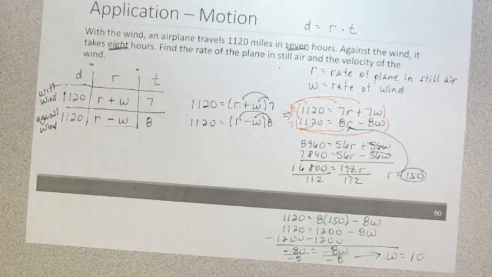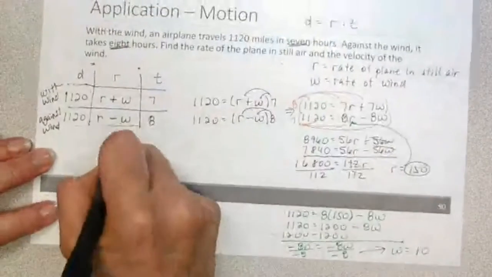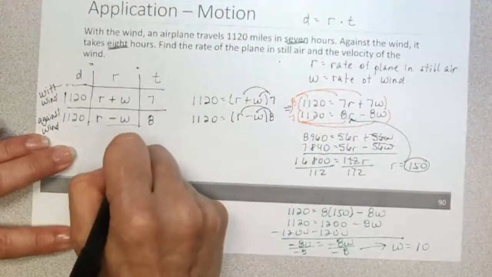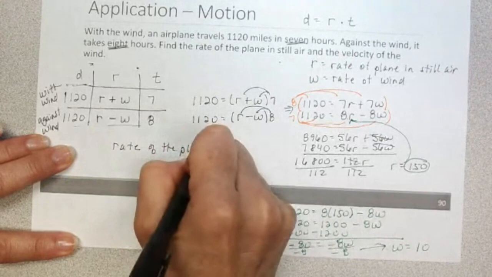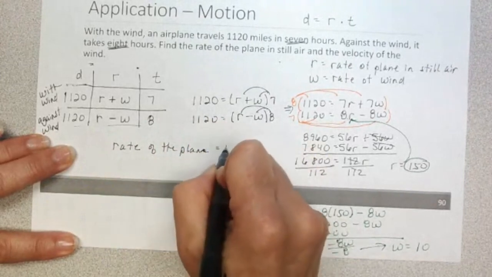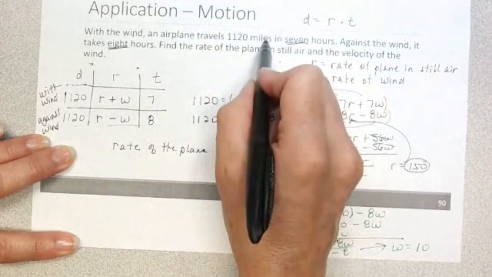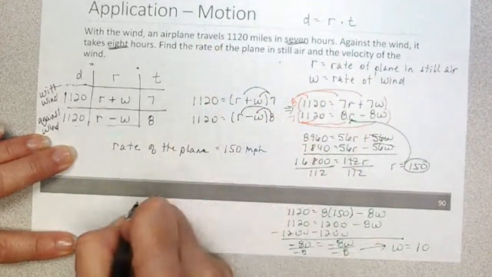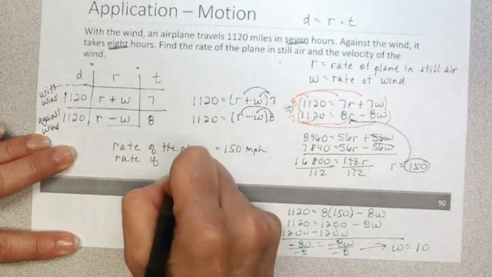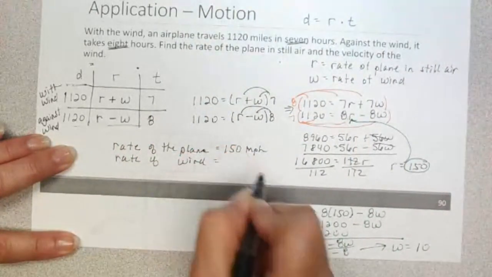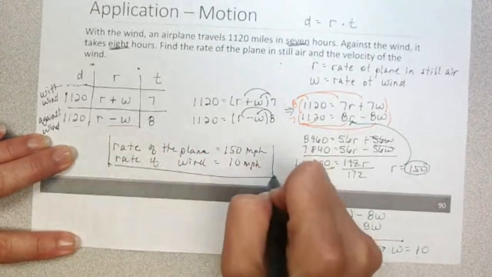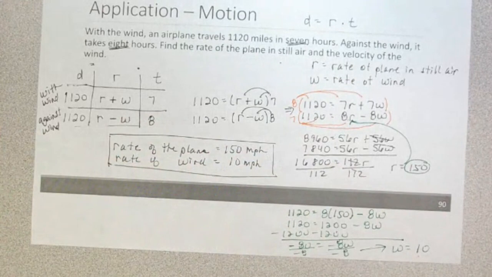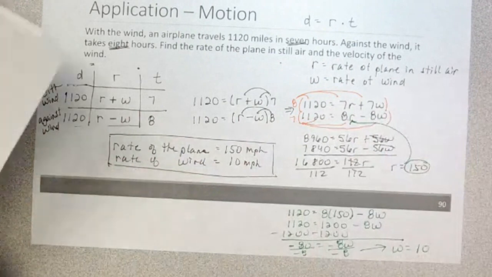So there we have it. We have our solution. The rate of the plane in still air is 150. What are my units here? Miles per hour. And the rate of the wind is 10 miles per hour. Okay? And that ends the lecture on systems, linear systems.